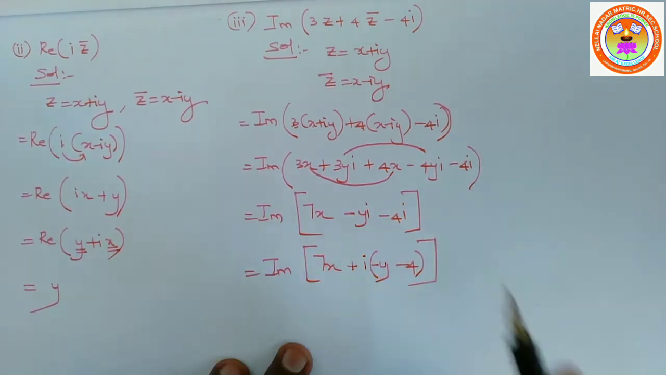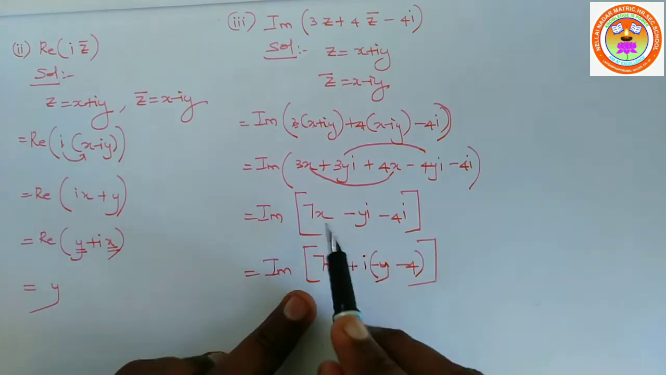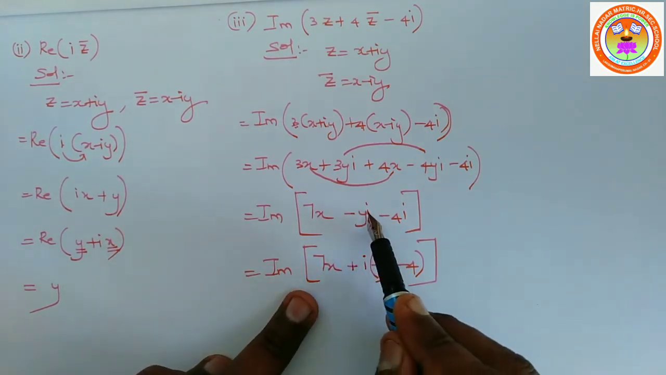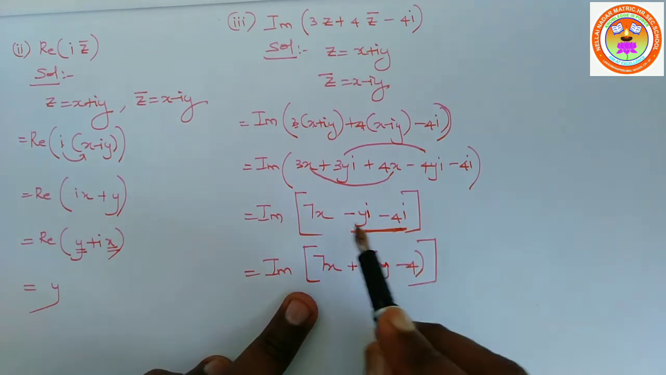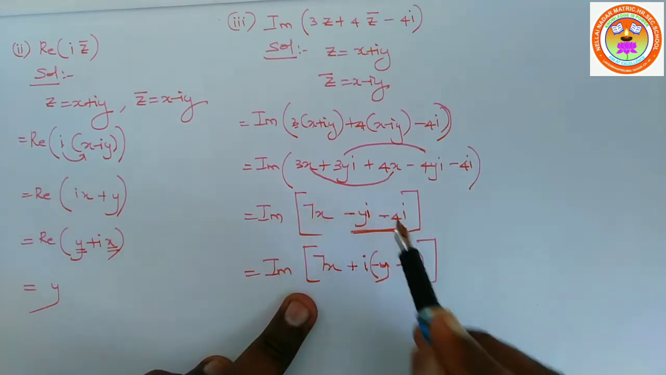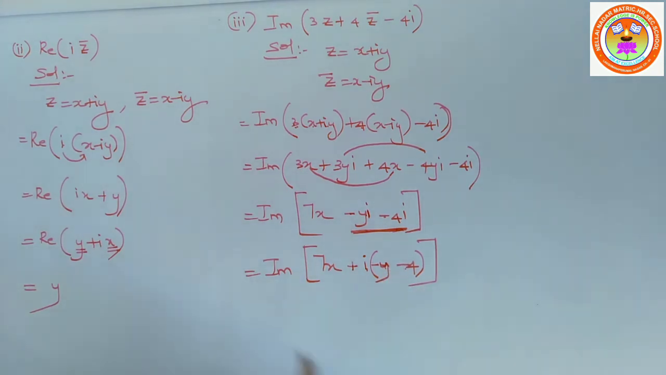Listen very carefully in this sum. In this step, 7x is real. I am going to take i alone outside, so minus y minus 4. So now write the imaginary part. This is real, this is imaginary: minus y minus 4 is the imaginary part. So this is the easiest sum. With this we are finishing the second sum. Next we move towards the third sum.